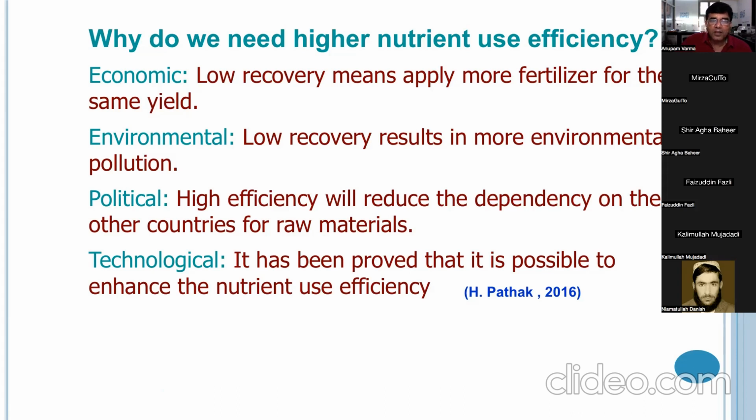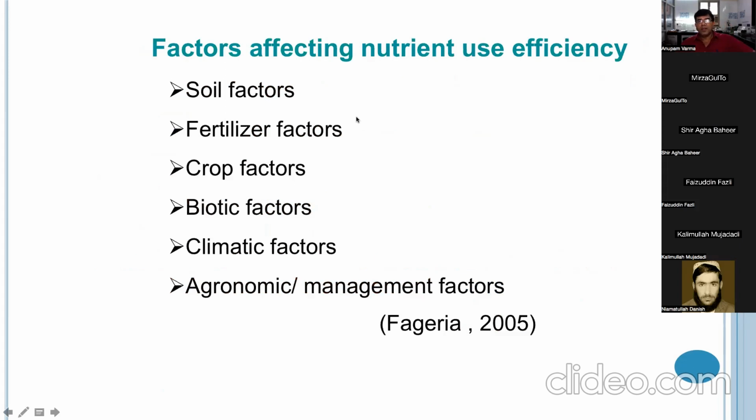Then technological reasons are also there. It has been proved that it is possible to enhance the nutrient use efficiency. So there are ways and means, there are methods by which we can increase the nutrient use efficiency. So why shouldn't we do it? Now, friends, let us learn what are the factors that affect the nutrient use efficiency. If we want to increase the nutrient use efficiency, then we should know the factors which are responsible for increasing or decreasing it.